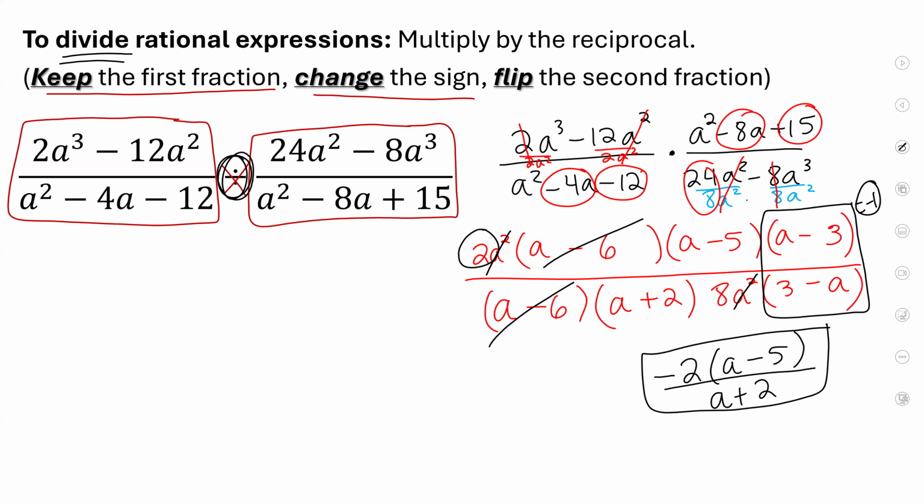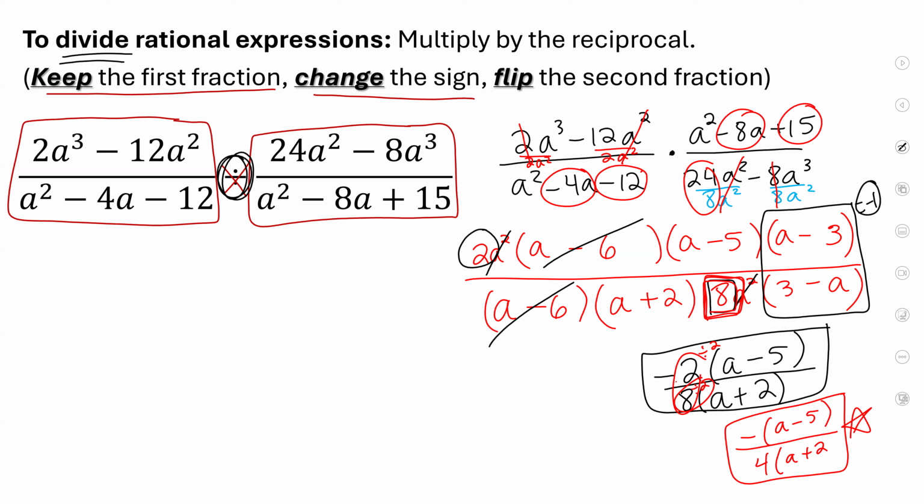Oops, oops, oops. We forgot about this 8 right here. So let's put an 8 there. And now we have to simplify. So guys, what can these both be divided by? Yep. So this will just be -a minus 5 over 4a plus 2, because 8 divided by 2 will give you that 4. So this is your answer. This is your final answer. We forgot about this 8 right here. So now you get 2 over 8, which simplifies to 1/4. And don't forget, it's negative.